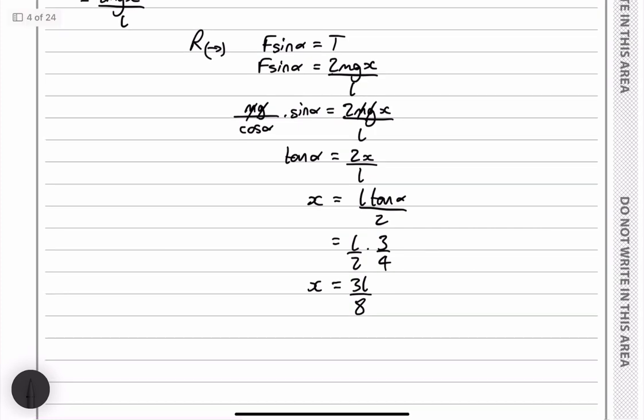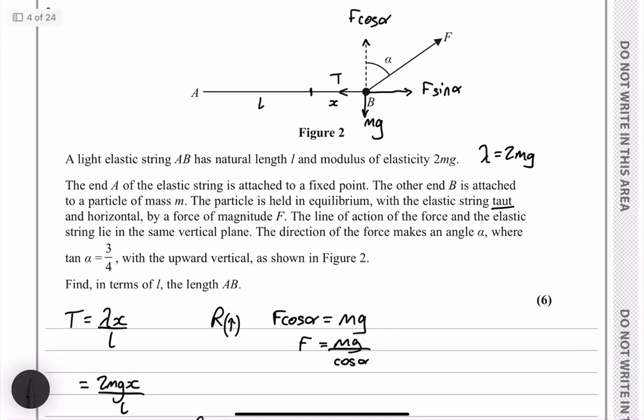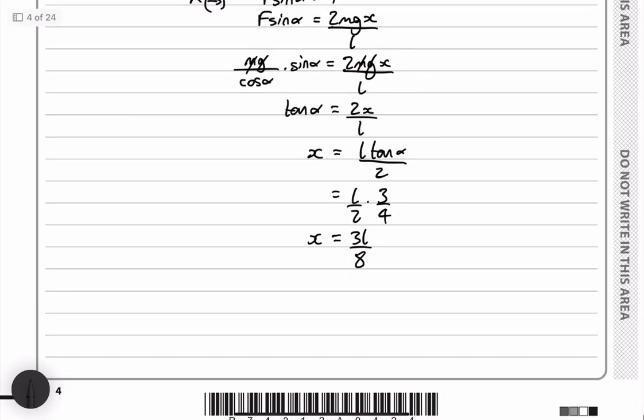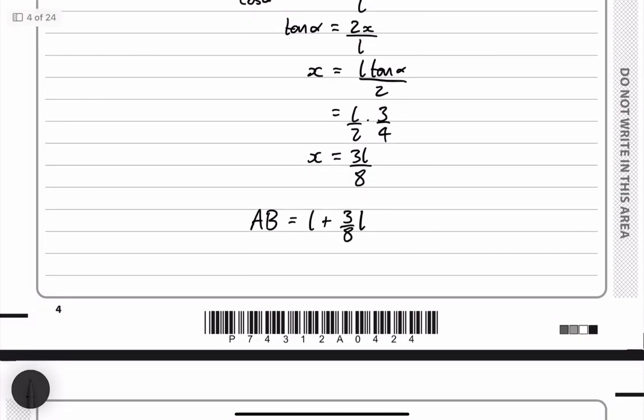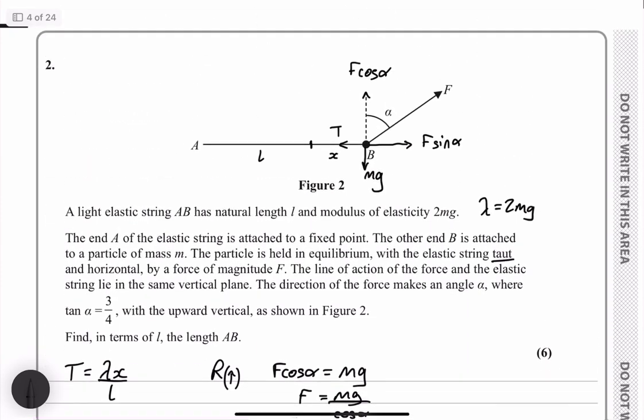But don't stop there, because we didn't want the extension. What we wanted was AB, the total length from A to B. That is the natural length L plus the extension. So AB is equal to L plus 3/8 of L, and that's 8/8 plus 3/8, which is 11/8 of L. That is the length of AB, and that was a relatively quick question compared to the first one. That's all finished. On to question 3.